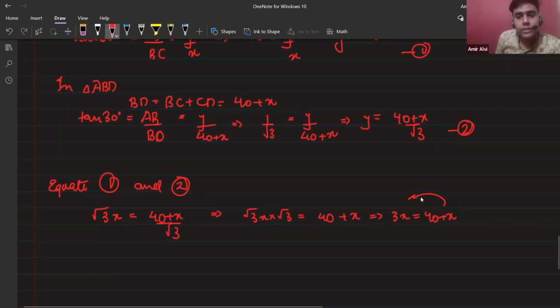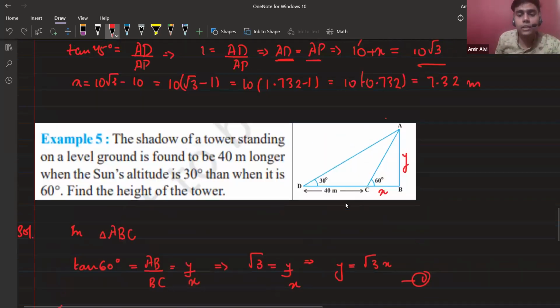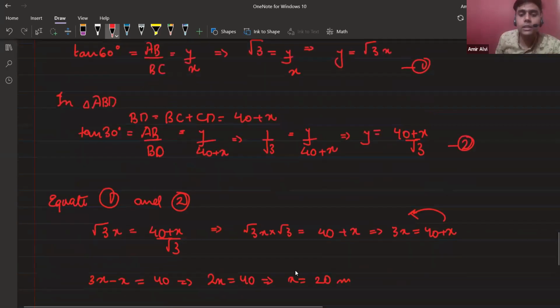So can I shift this x to the left hand side? Yes or no? Yes, very good. So 3x minus x equals 40. So 2x equals 40. So x equals 20. 20 meter, because the question is given in meters. So that's why I'm giving meter as the unit.